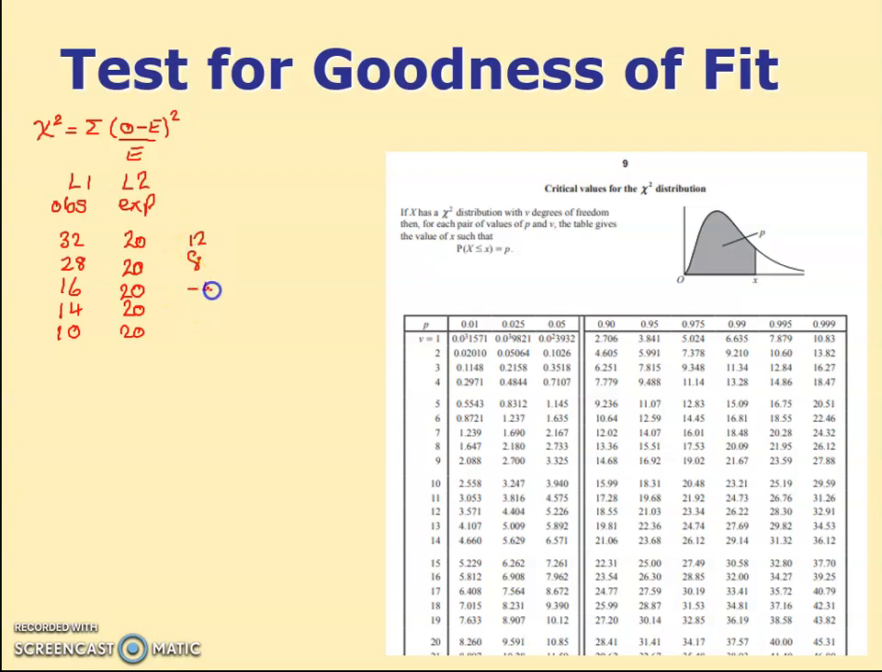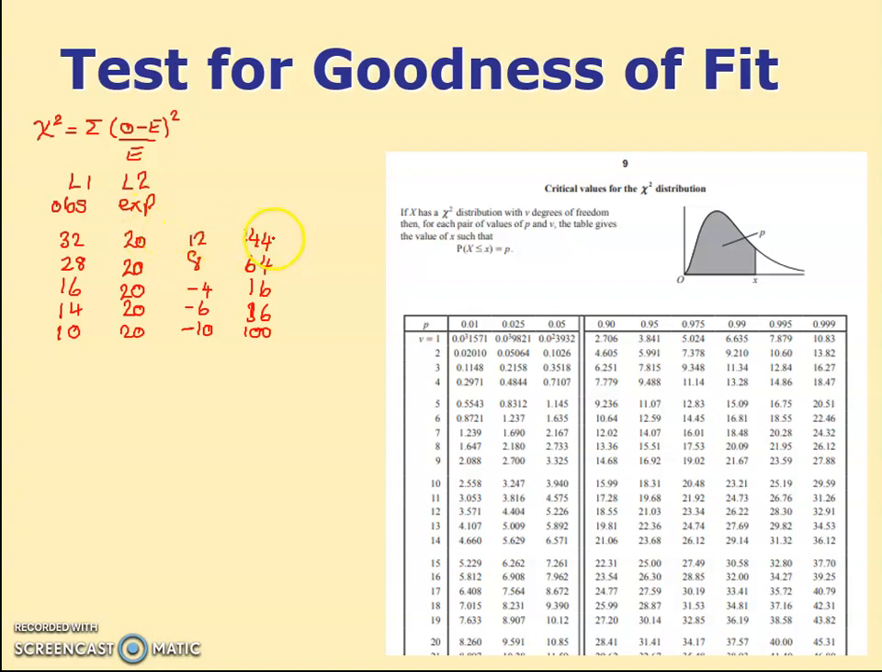Well, this is -4, the observed minus the expected, but in the end it won't really matter that it's a negative, because as soon as I do that, I'm meant to square it. And so if I square all of these, I get 144, 64, 16, 36, and 100. And I'm meant to divide all of these by the actual expected number.